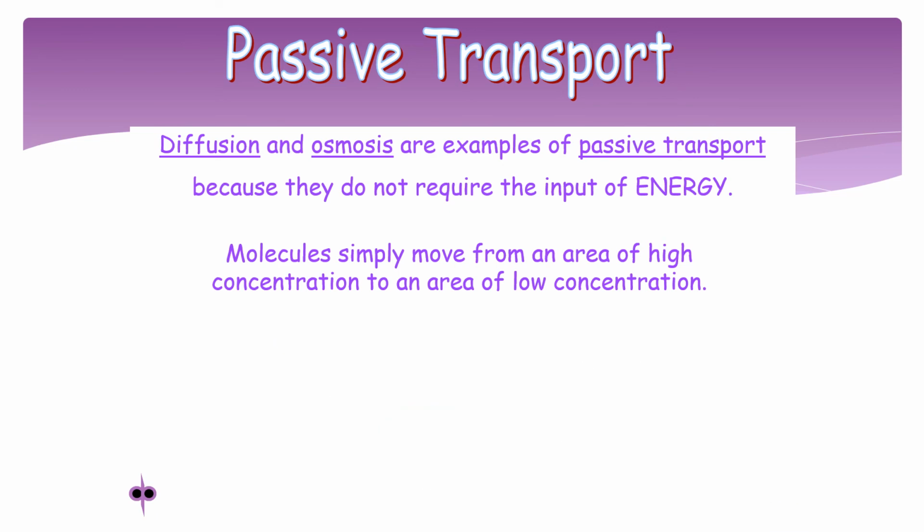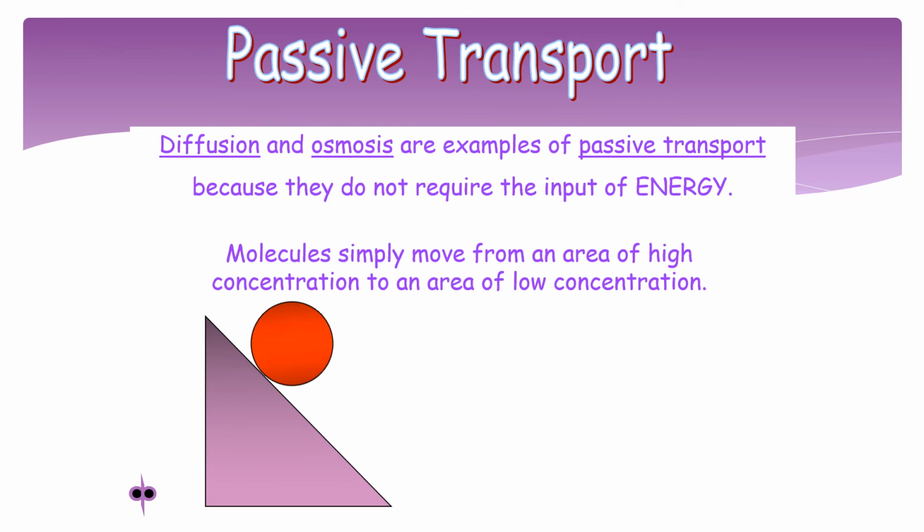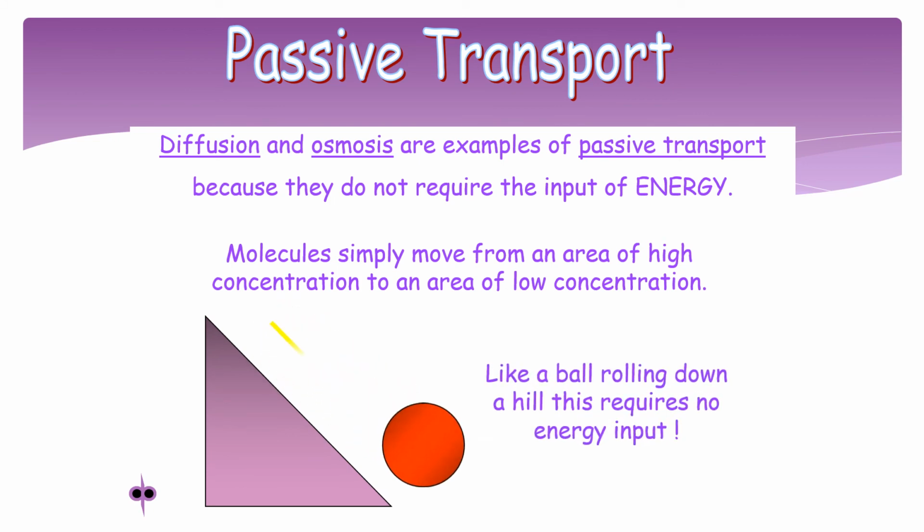So summarising passive transport. Diffusion and osmosis are examples of passive transport because they do not require the input of energy. Molecules simply move from an area of high concentration to an area of low concentration, just like a ball or a cyclist going down a hill. It requires no energy input.